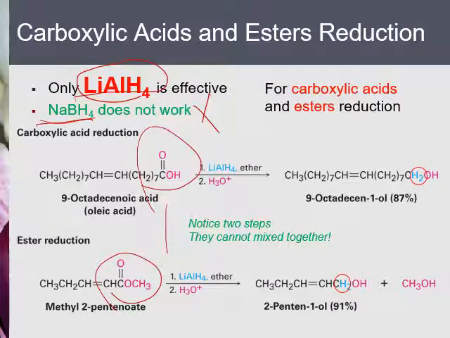They need lithium aluminum hydride as a stronger reducing reagent. Another difference is that hydride attacks twice on these 2 functional groups, and in the product you see 2 blue hydrogens. They come from the hydride attacking twice, and the red one, this hydrogen, comes from the second step, the protonation step. We're going to see the mechanism in the next slide.